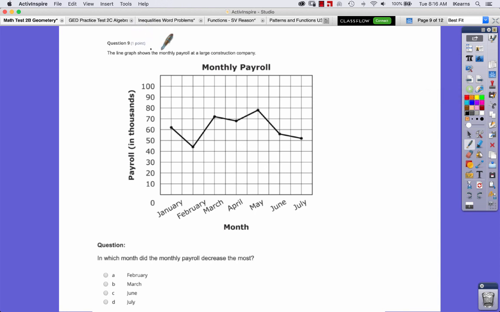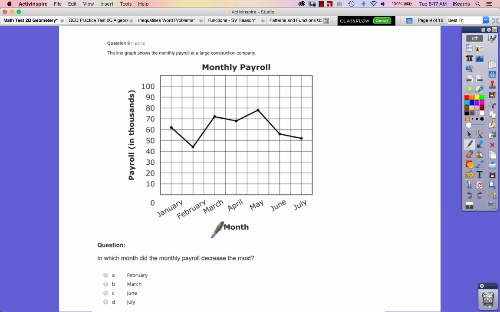All right, question 9 here. The line graph shows the monthly payroll at a large construction company. In which month did the monthly payroll decrease the most? It's interesting. When they say decrease, I think they're referencing it from the previous month. So when they mention February, you have to look at the previous month, which is January. And when they mention March, you have to look at February.